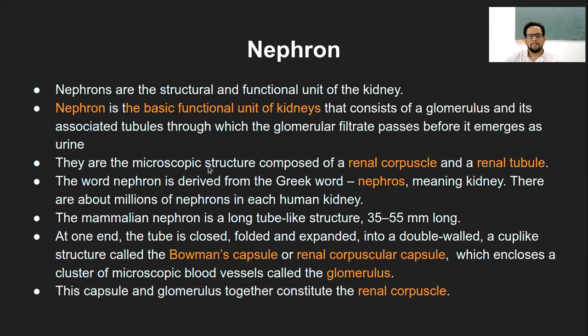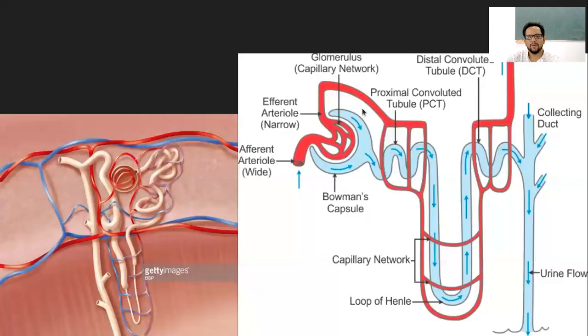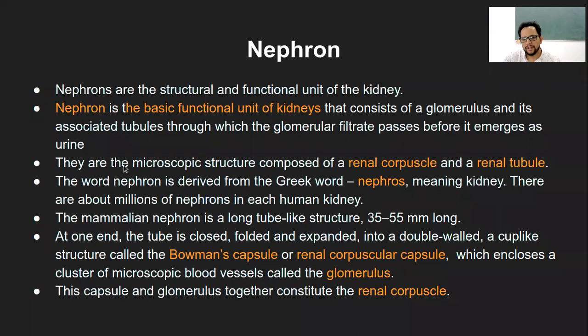Nephrons are microscopic structures composed of renal corpuscle and renal tubule. So the nephron has two main parts. What we commonly know as the renal corpuscle. Corpuscle means like a capsule or a bulged body. So this is the renal capsule or renal corpuscle, and the rest of this tubular structure that you see in blue, that is the renal tubule. So the nephron is composed of renal corpuscle and renal tubule.